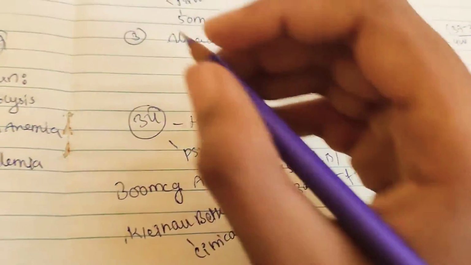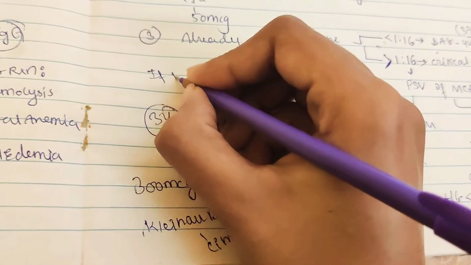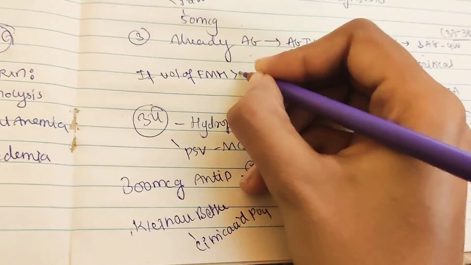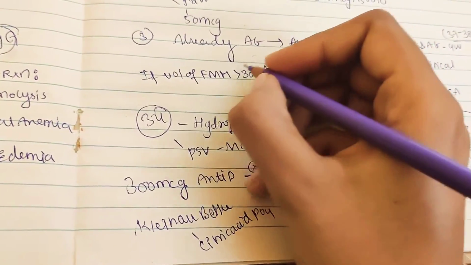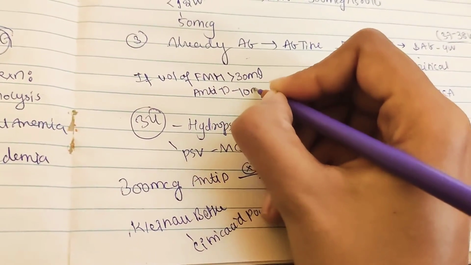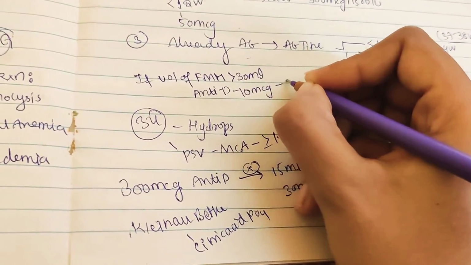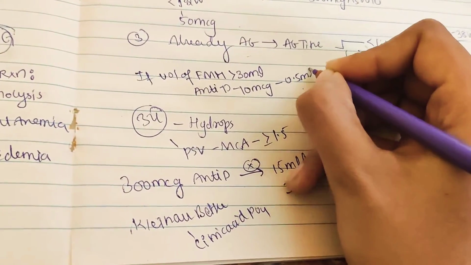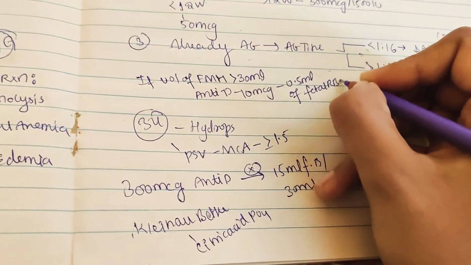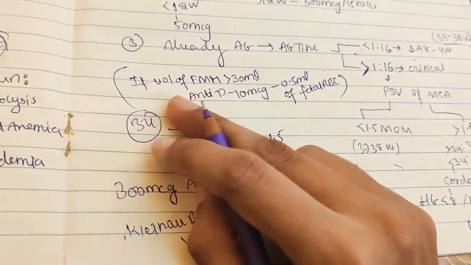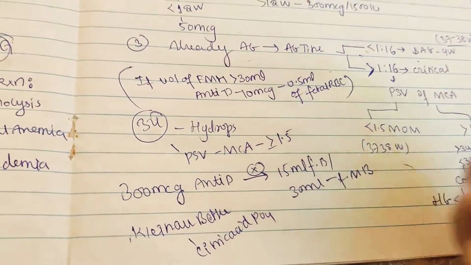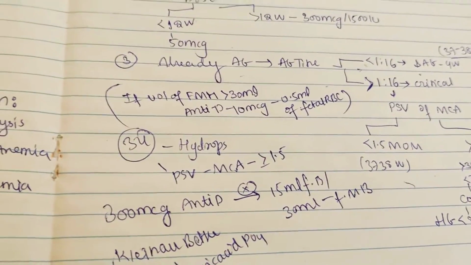Let me write this. If the volume of FMH is greater than 30 ml whole blood, then the dose of anti-D should be 10 micrograms for every 0.5 ml of fetal RBC. So you need to see this here. Now coming to case 4.